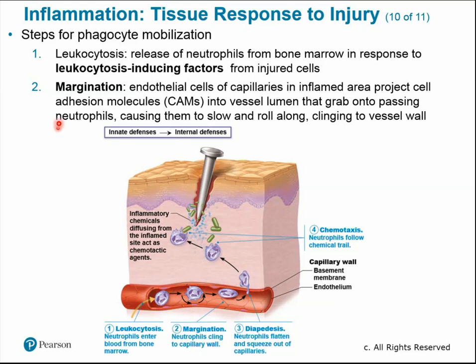So the endothelial cells that line the inside of the capillary vessels become inflamed in the injury, and that's going to allow them to grab onto the neutrophils more easily, make it more sticky. So essentially the neutrophils are going to line up along the edge of the blood vessel. So they line up along the margins, right? Like the margin of your paper is the edge of the paper. So they're going to line up on the edge, or the margin, of the blood vessel wall.